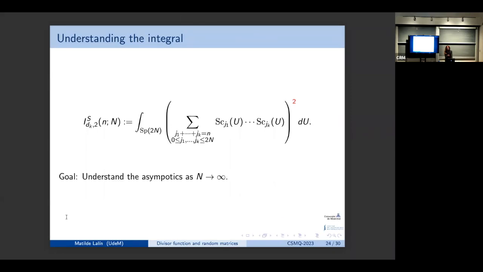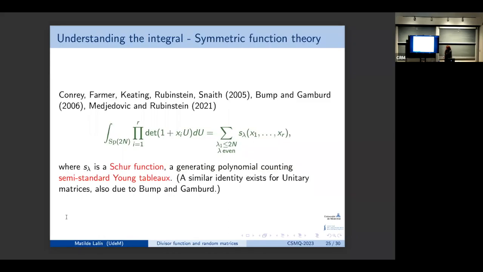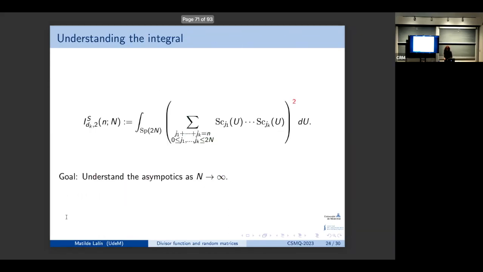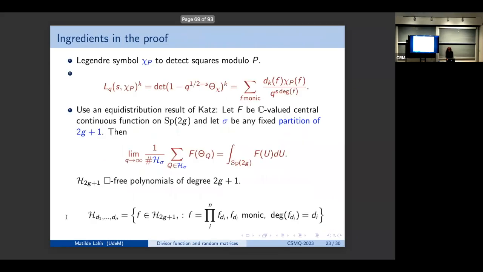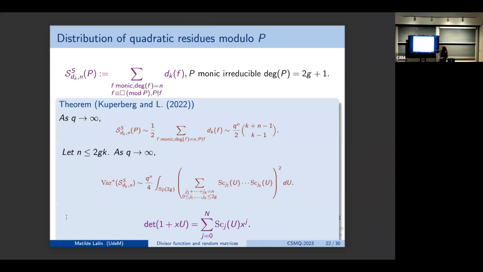And basically to get this gamma, this piecewise polynomial function, one has to understand the asymptotic as n goes to infinity. So as the dimension of the matrices goes to infinity, okay? So in the original problem, this dimension was associated to 2g plus one, so to the degree of p. Yeah, so that's the coefficient of, let me go back. Yeah, that's the coefficient of, they are called secular coefficients, and they are the coefficients of the characteristic polynomial with this normalization.